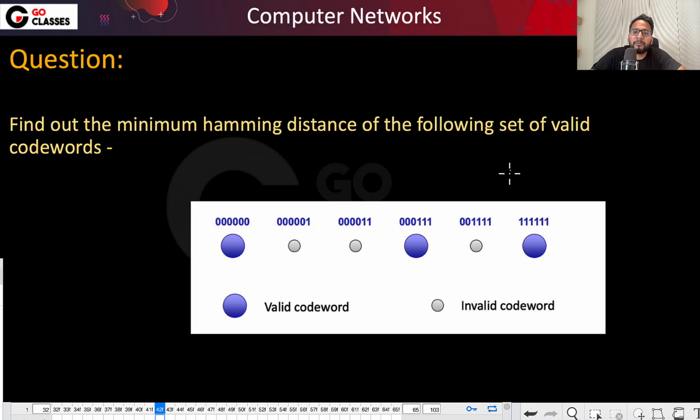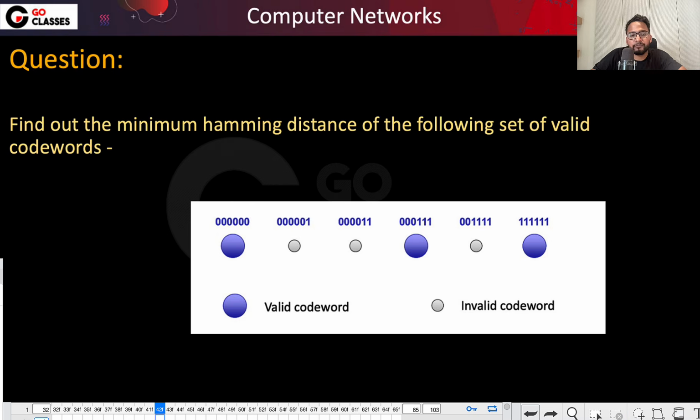So find out the minimum Hamming distance here using the set of valid code words. Which means this is valid, this is also valid. The valid code words are these. These are the invalid ones, after one flip you are getting an invalid word. So what is a valid code word and what is an invalid code word? A valid code word is something which is valid with your rules.